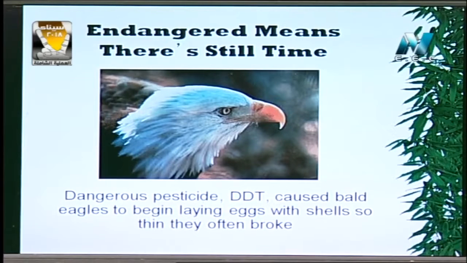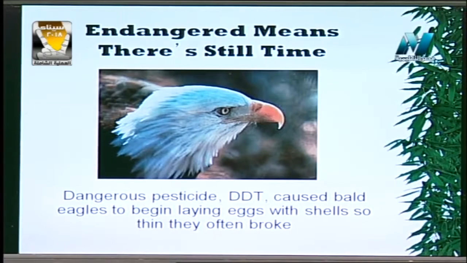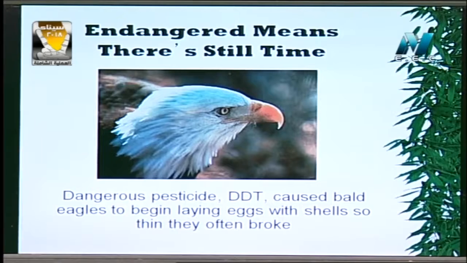Also, away from deforestation, we have dangerous pesticides. You know, DDT is a kind of pesticide. It caused the bald eagles in America to begin laying eggs with shells so thin they often broke. How does endangerment happen here? Maybe it doesn't kill directly, but when the birds lay eggs, they lay them with thin shells. These thin shells make the eggs so vulnerable and fragile that they are broken easily.